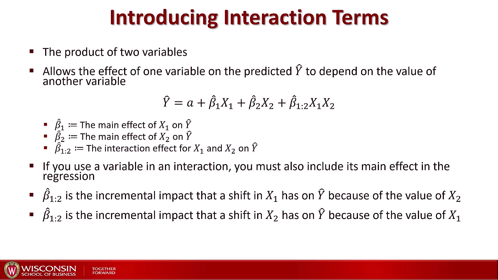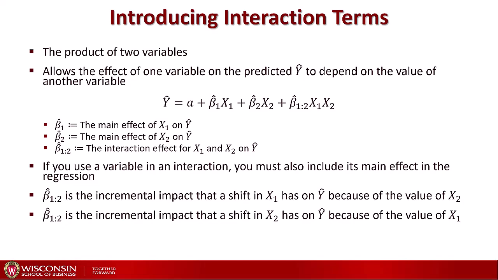We can interpret beta 1 hat as being the main effect of x1 on our predicted y, beta hat 2 as being the main effect of x2 on our predicted y, and beta hat 1,2 to be the interaction effect for x1 and x2 on y hat.